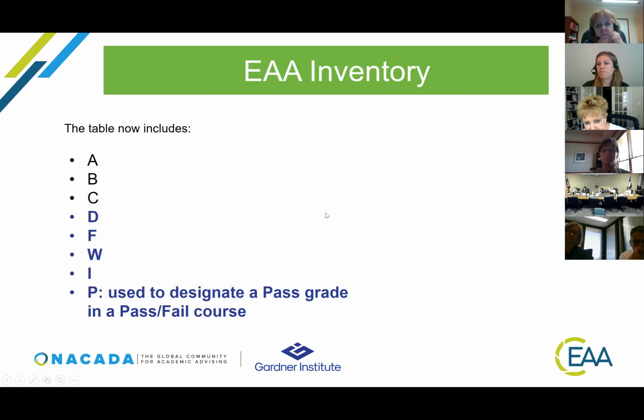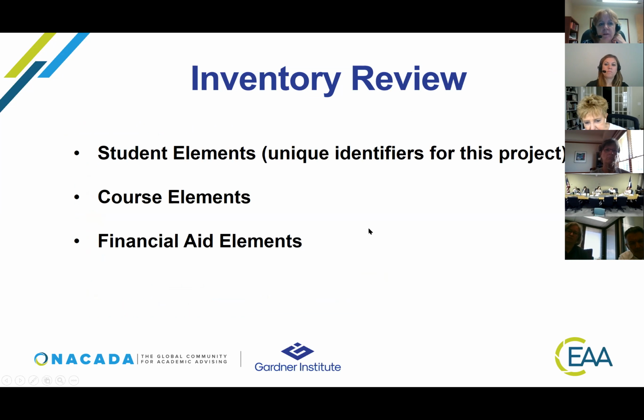Okay. This next example is the grades. These are the grades that we ask you to help us understand when we're looking at your data files and the grades that students get. How does that map to here? And then there are 3 file types: a student elements file, course elements, and financial aid. That's how we break things out.